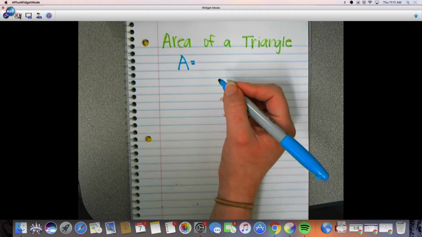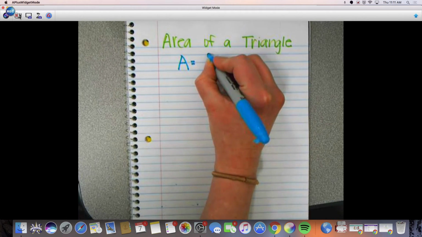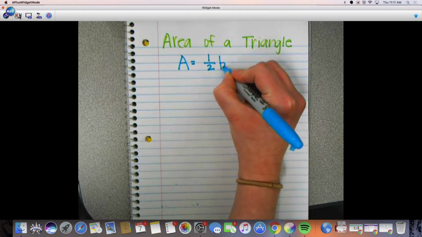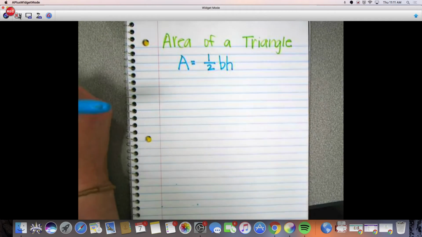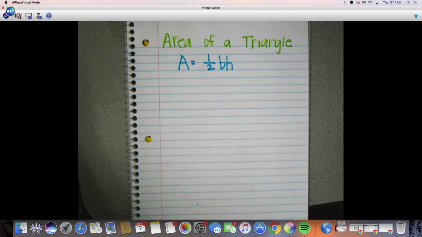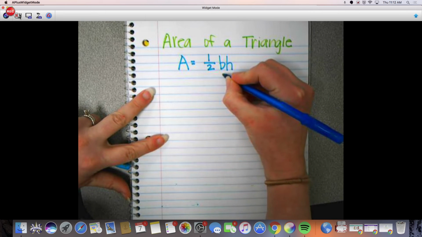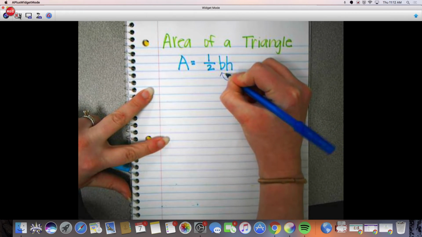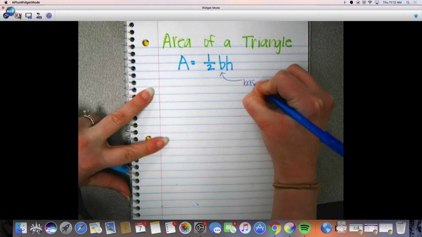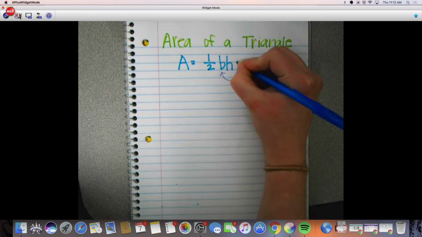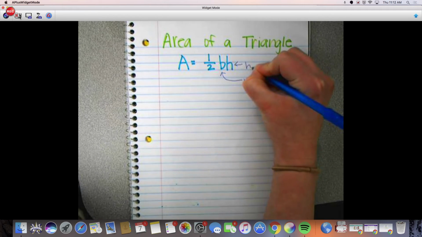The formula for finding the area of a triangle is 1/2 BH. This B stands for base. The H stands for height.